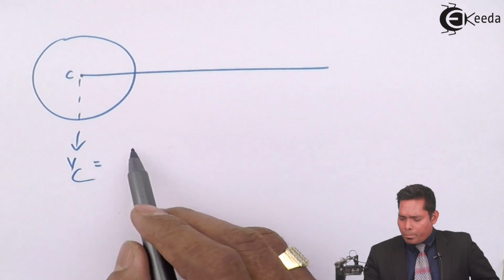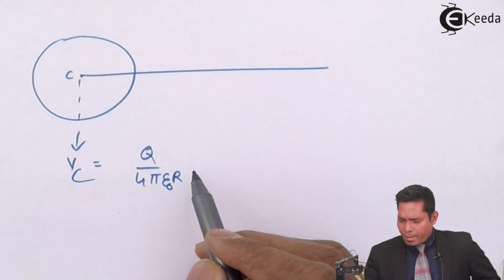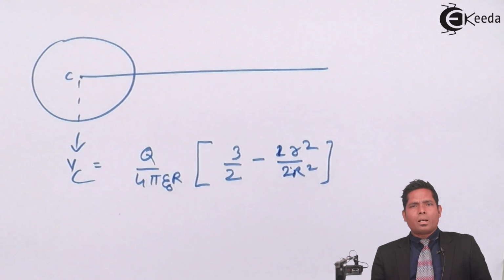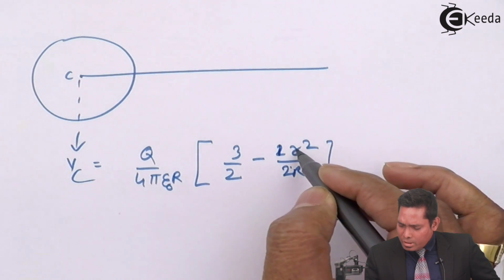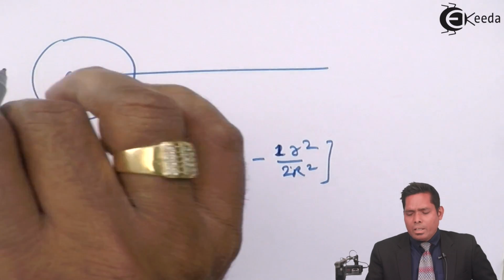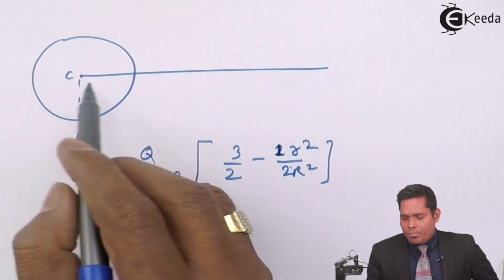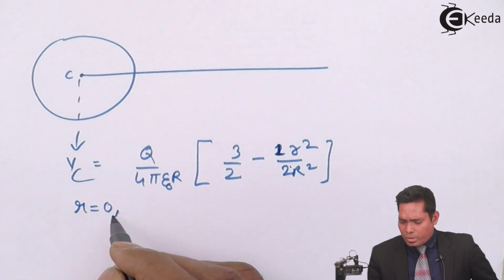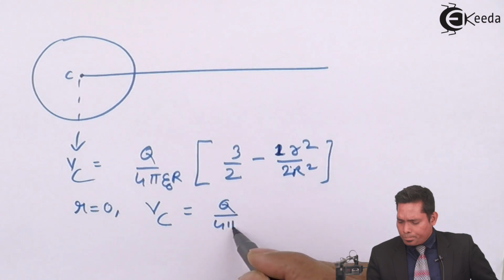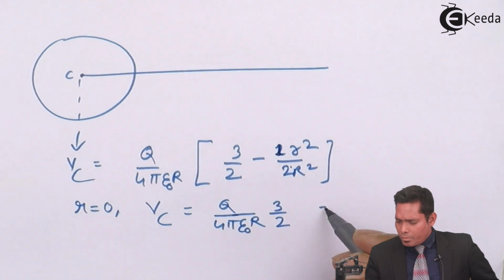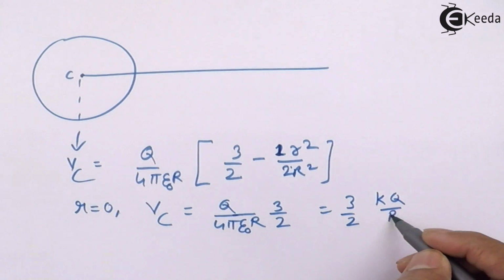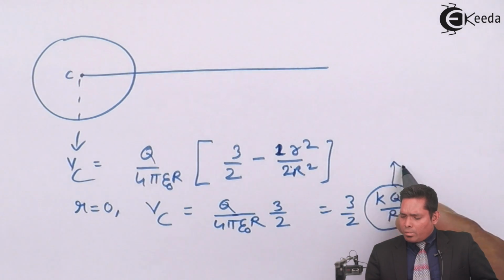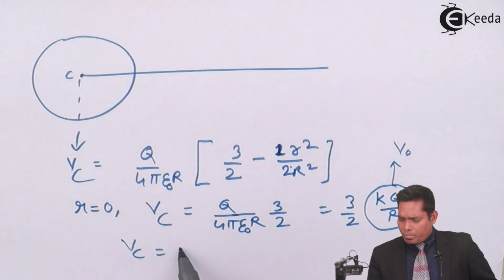That can be obtained by using that formula, because we know Q upon 4 pi epsilon R times (3 by 2 minus r square by 2R square). In this formula, r is the distance of the point where you want to find the potential from the center. So if that point itself is the center, then r is 0. So I put r equals 0 in this expression. I'll get Vc equals 3 by 2 kQ by R, where you can write k for 1 upon 4 pi epsilon naught, and this kQ by R is V naught. Therefore Vc comes out to be 3 by 2 V naught.